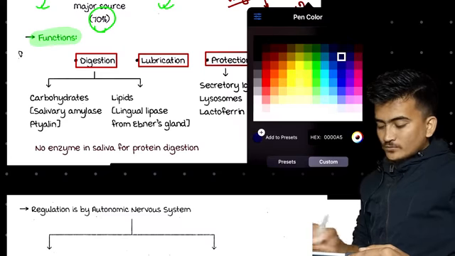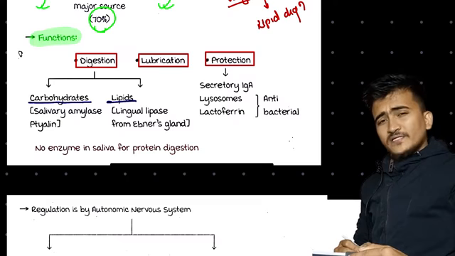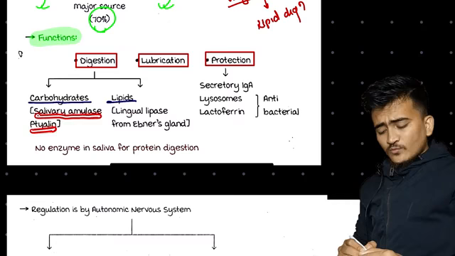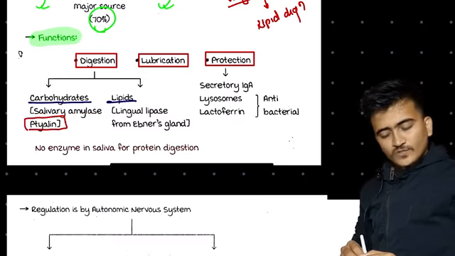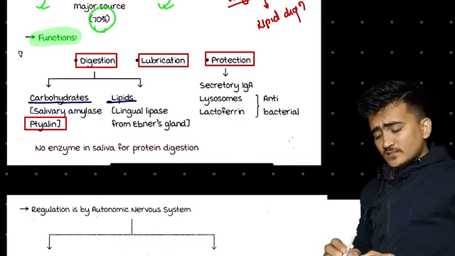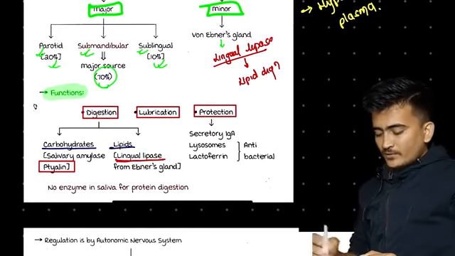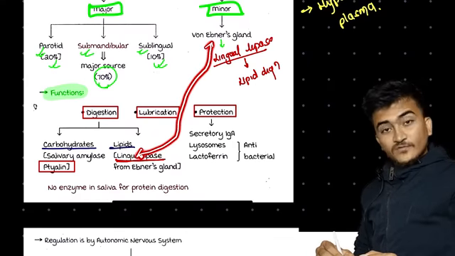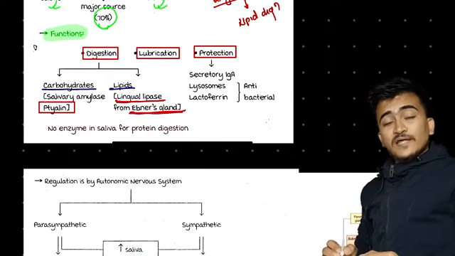Carbohydrate is digested by salivary amylase. Salivary amylase is also called ptyalin. Lipids are digested by lingual lipase, and as we mentioned earlier, lingual lipase is produced by von Ebner's gland.